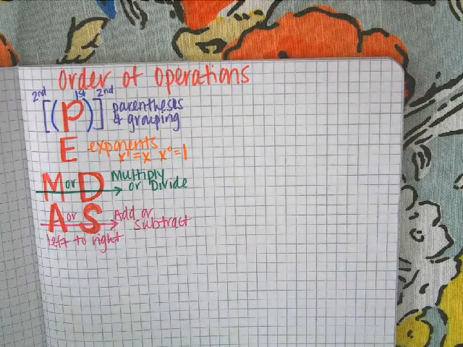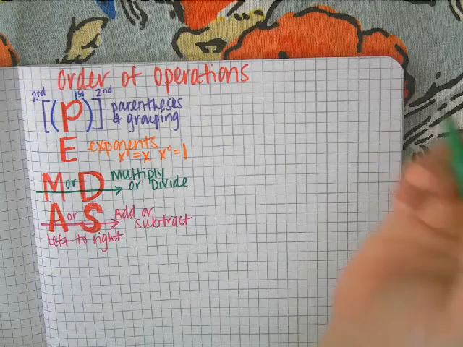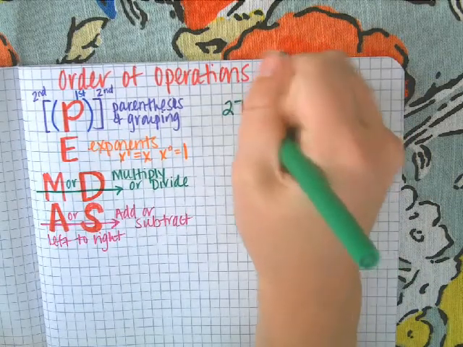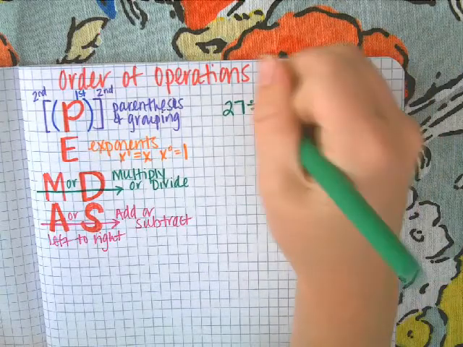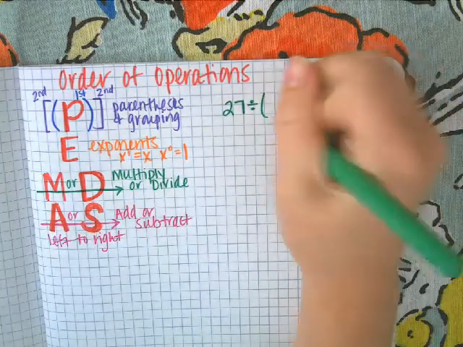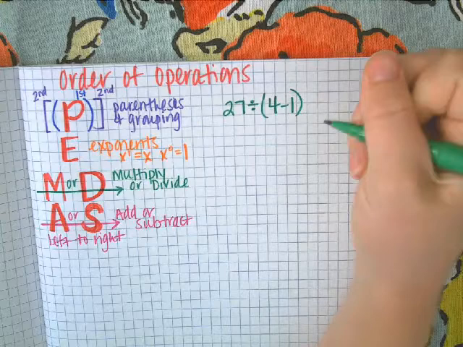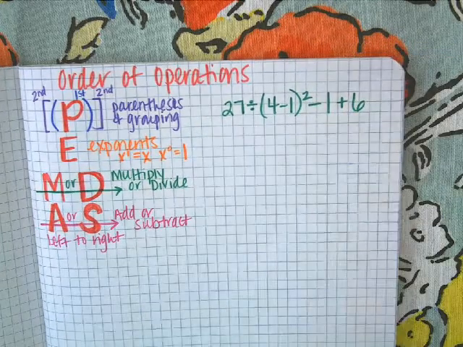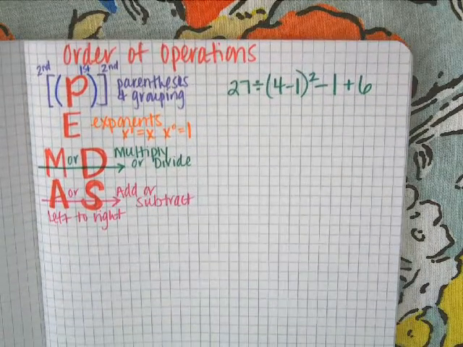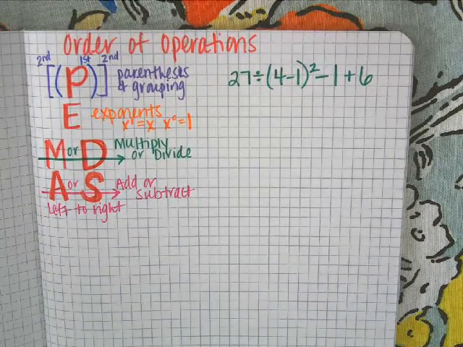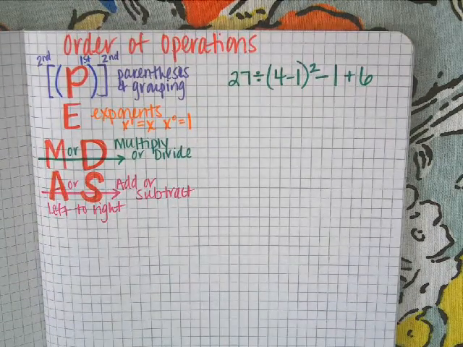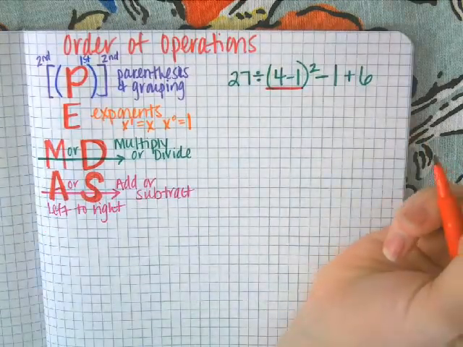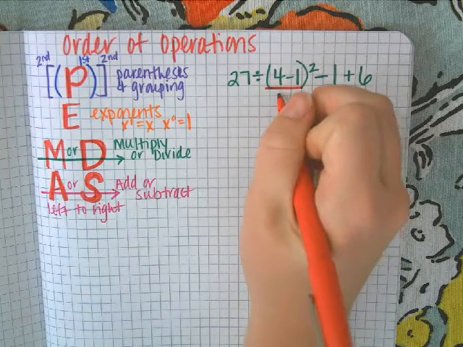Now we're going to try a sample one where we go through each of these steps. The first problem we're going to work with is 27 divided by parentheses 4 minus 1 parentheses squared minus 1 plus 6. This sample problem is going to take us through each of these steps. Looking at this, I notice, yes, I do have a set of parentheses. I want to work what's inside those parentheses. 4 minus 1 is 3.